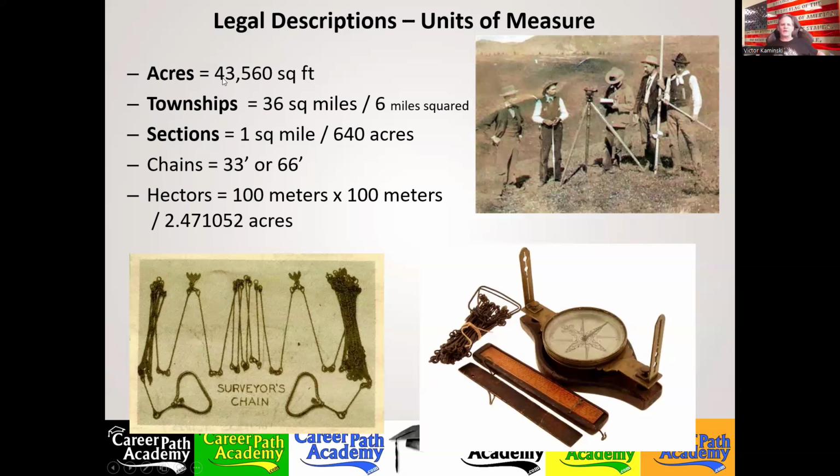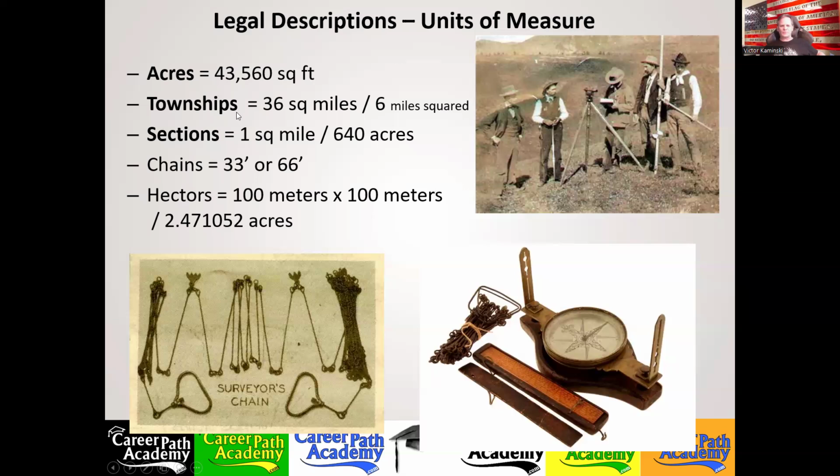So here are some units of measure we need to know. We need to know what an acre is. There are 43,560 square feet in an acre. Townships consist of 36 square miles, or 6 miles squared is another way of saying that.